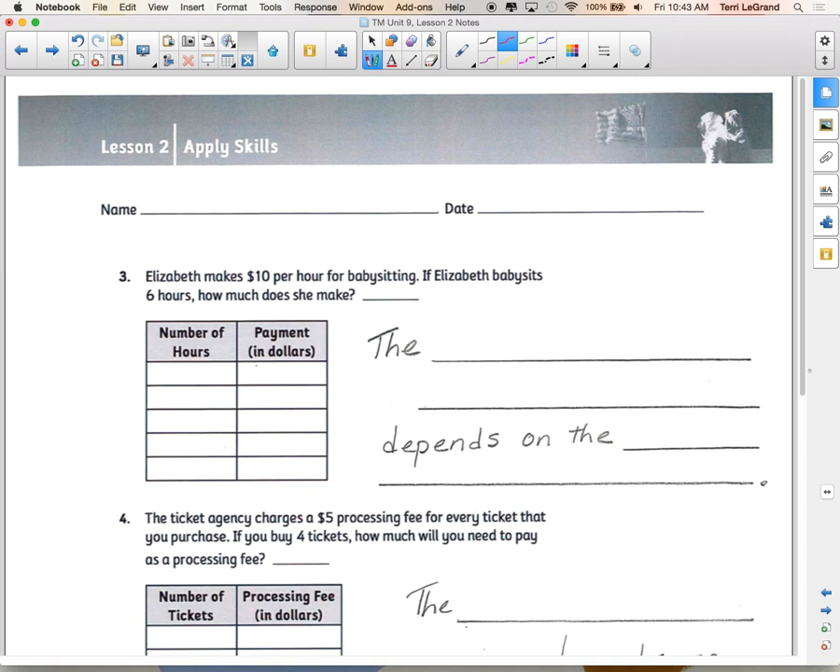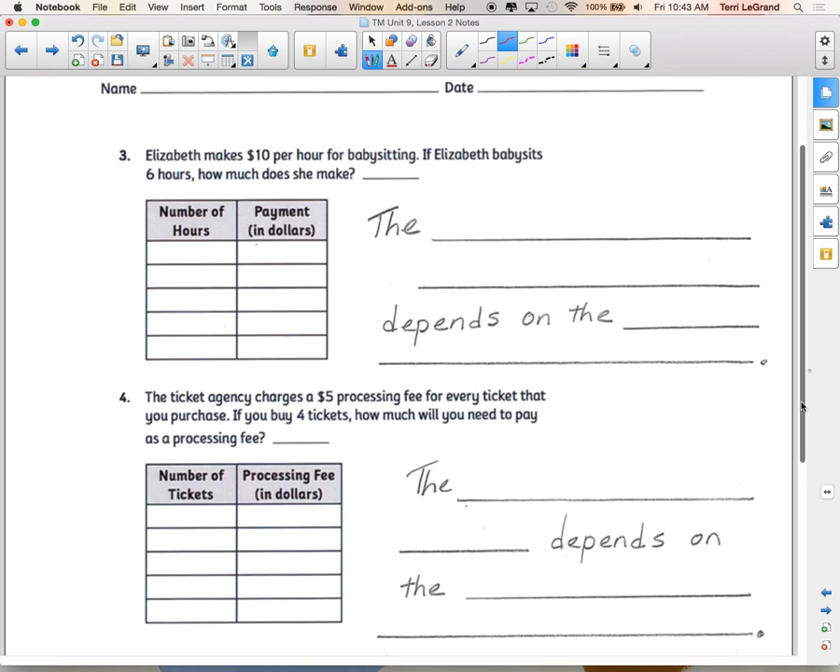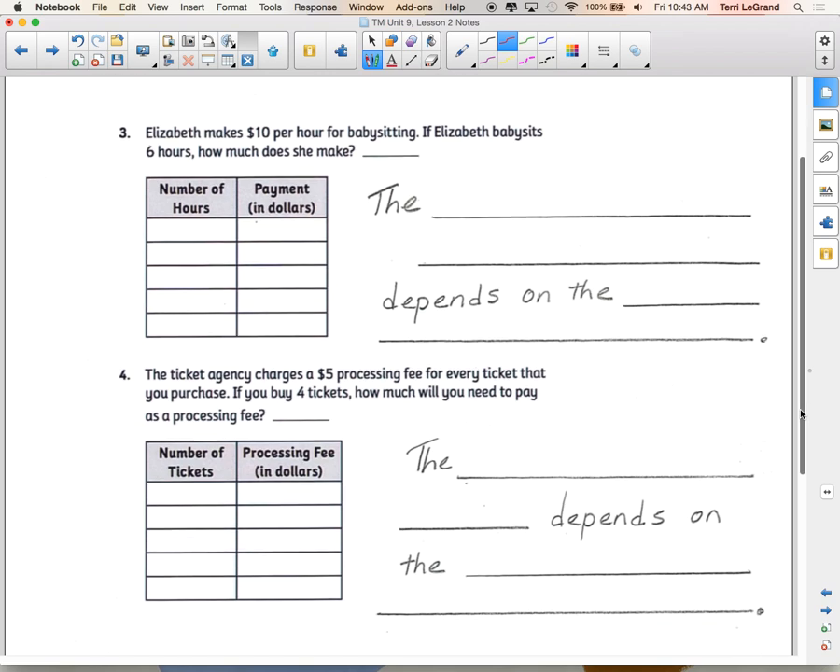So, here's Elizabeth. She's making $10 an hour for babysitting. If Elizabeth babysits 6 hours, how much does she make? Okay, what's the input and what's the output in this problem? What's the input? What's in control?